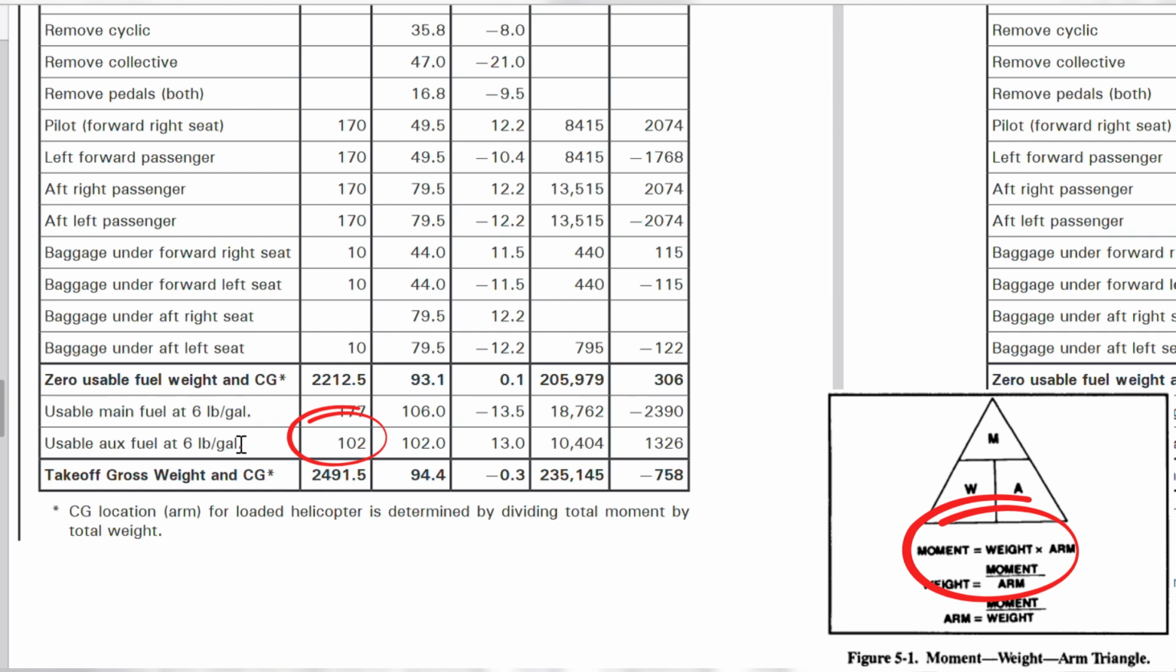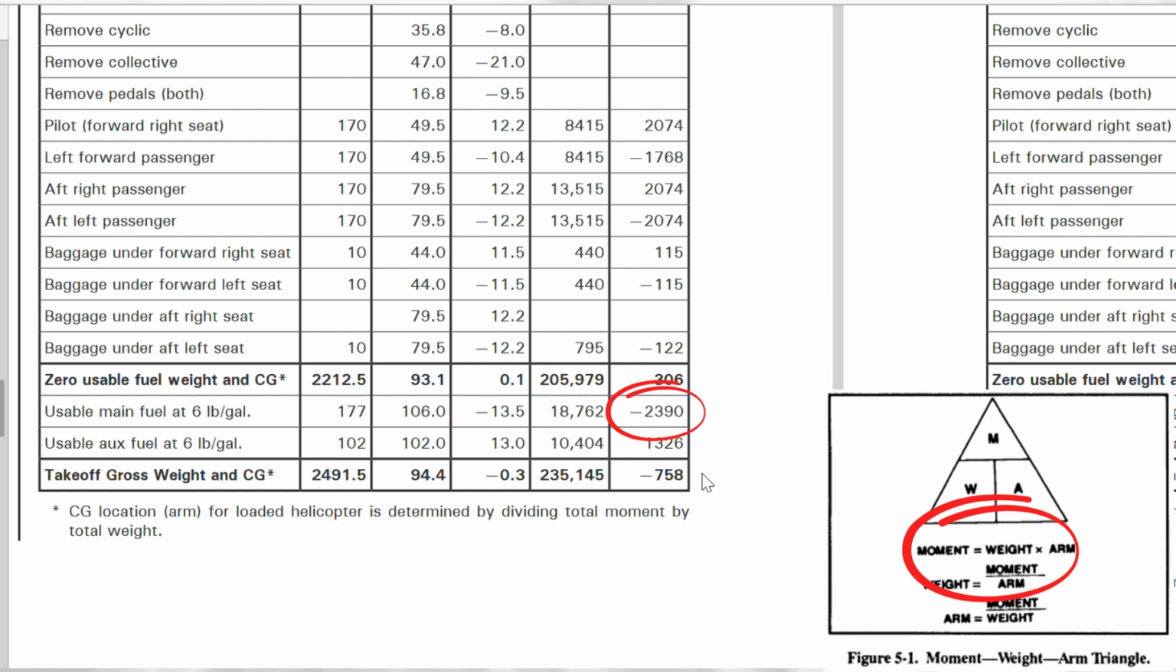And then you do the same thing over again. So we're going to take our 177, multiply that by 106, it gives us a moment of 18,762. We do the same 177 multiplied by negative 13.5. It's going to give us 23,990, and then the same for the aux fuel tank. You can do both of them.